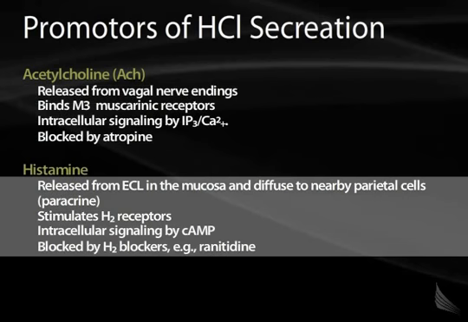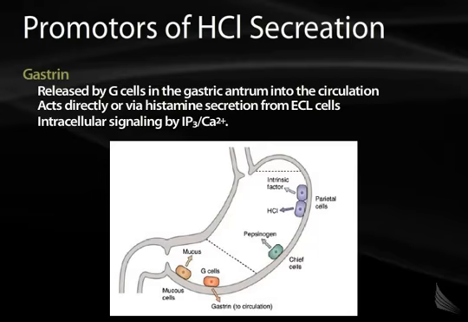Histamine is released from ECL cells in the mucosa and diffuses to nearby parietal cells. As has been discussed previously, it acts as a paracrine hormone. It's stimulated by H2 receptors, and intracellular signaling occurs via cyclic AMP. It's blocked by H2 receptor blockers such as ranitidine and cimetidine.